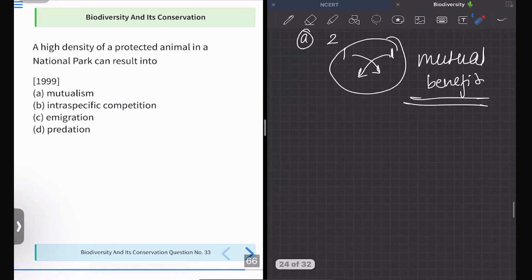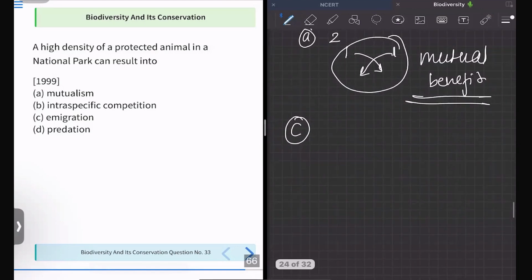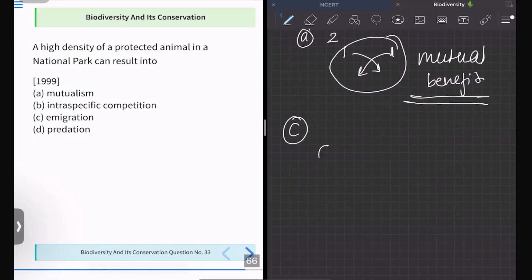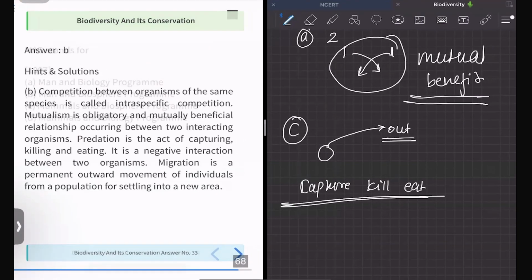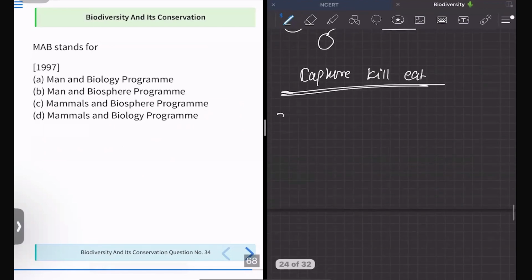Now let us see option number C. Option C is about emigration: a species or a person going out of its original area. And option D is predation. Predation means to capture, kill, and eat an organism, which is what predators do. So the most correct answer for this question is option B. And in this question, we have discussed the concepts of emigration, predation, as well as mutualism. I hope you have understood these three concepts. Let us move to our next question, number 34.